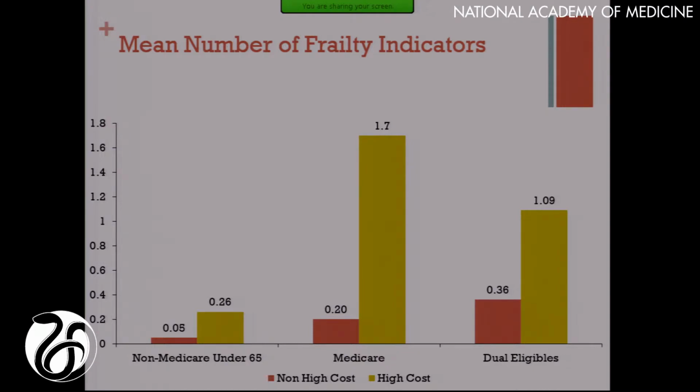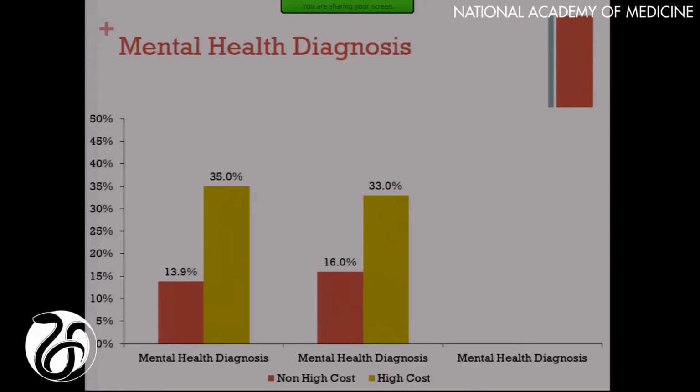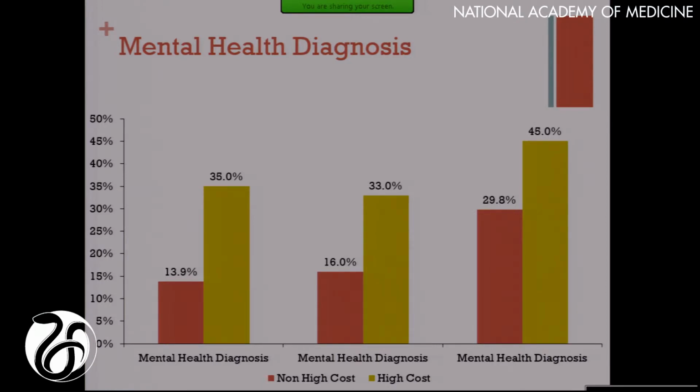And interestingly, a bigger deal than it seems to be in the dual population, at least based on some preliminary data, and we're going to try to sort this out a little bit more. Again, when I show you the next set of data, this will make more sense. What you see is that in the Medicare-only population, people who have multiple frailty indicators, multiple inabilities to do activities of daily living, are the ones who tend to end up in the high-cost population. And mental health diagnoses are also far more prevalent in the high-cost populations, again across all three populations we're looking at.